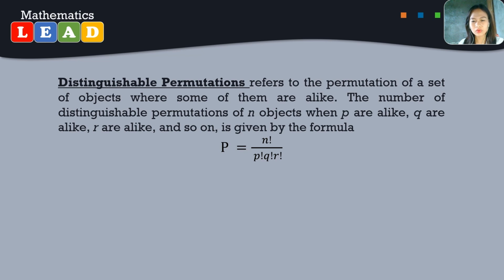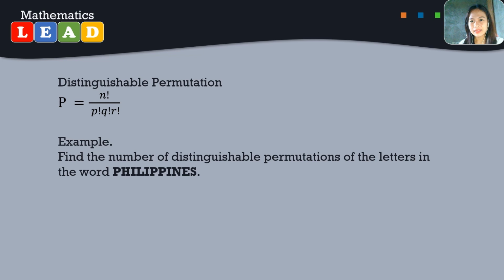Distinguishable permutations refers to the permutation of a set of objects where some of them are alike. The number of distinguishable permutations of n objects when p are alike, q are alike, r are alike, and so on is given by the formula P is equal to n factorial over p factorial, q factorial, r factorial. Let's have an example. Find the number of distinguishable permutations of the letters in the word Philippines.